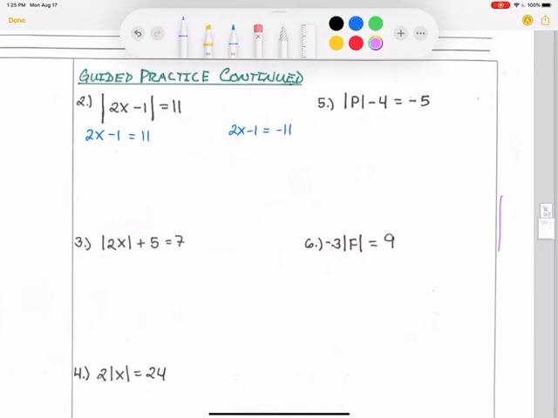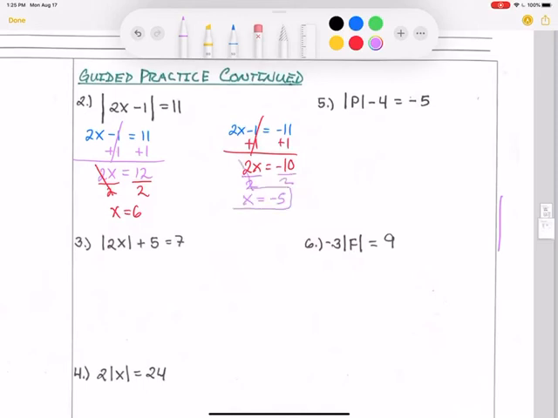So to solve, I'm going to start by adding 1 to both sides. These cancel, and I have 2x equals 12. Divide by 2. X equals 6. Over here, I'm going to start again by adding 1 to both sides. 2x equals negative 10. Divide both sides by 2. X equals negative 5. So these are my two possible answers.